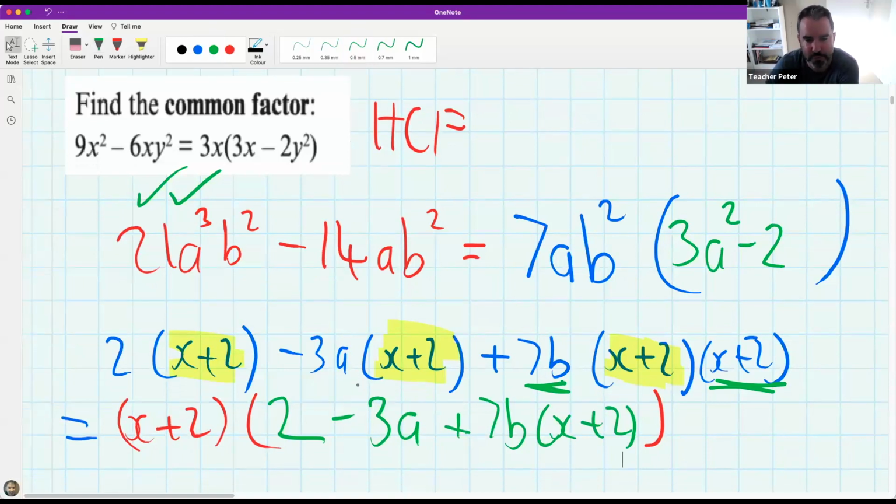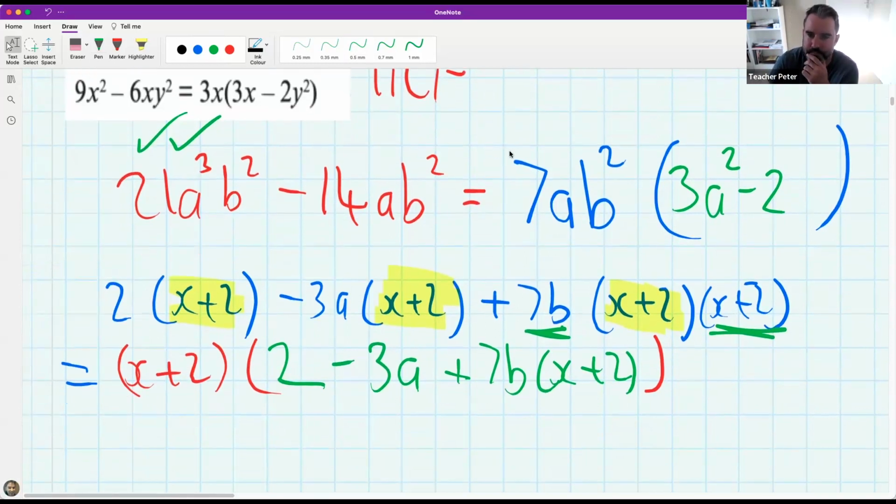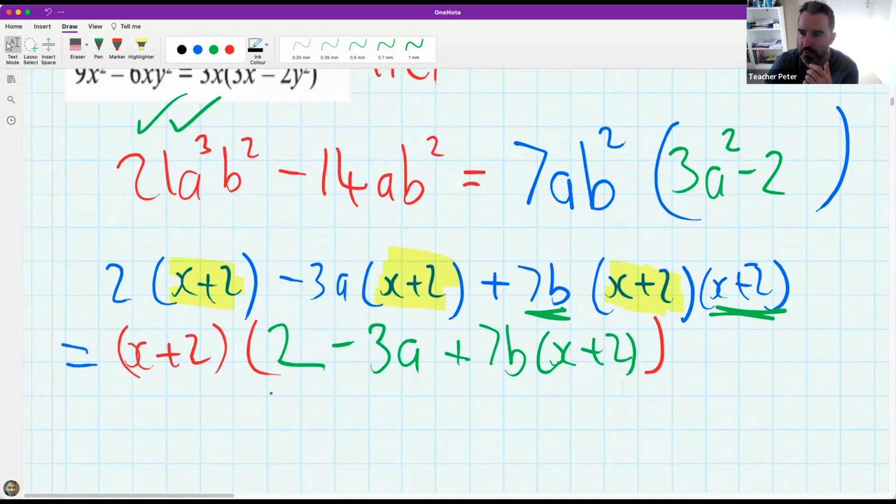Now that's a toughie, but do you follow the idea? Give me a thumbs up if you followed the idea of why there needs to be an extra x plus 2 in there. Give me a thumbs down if you're like, oh goodness, that got difficult quickly. Okay. Cool. Okay, let's move on.